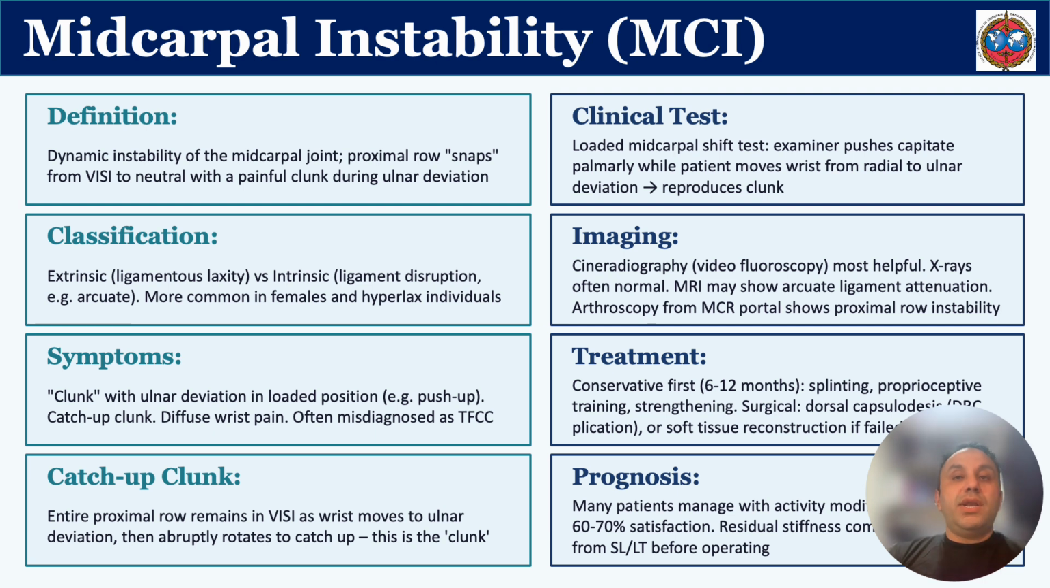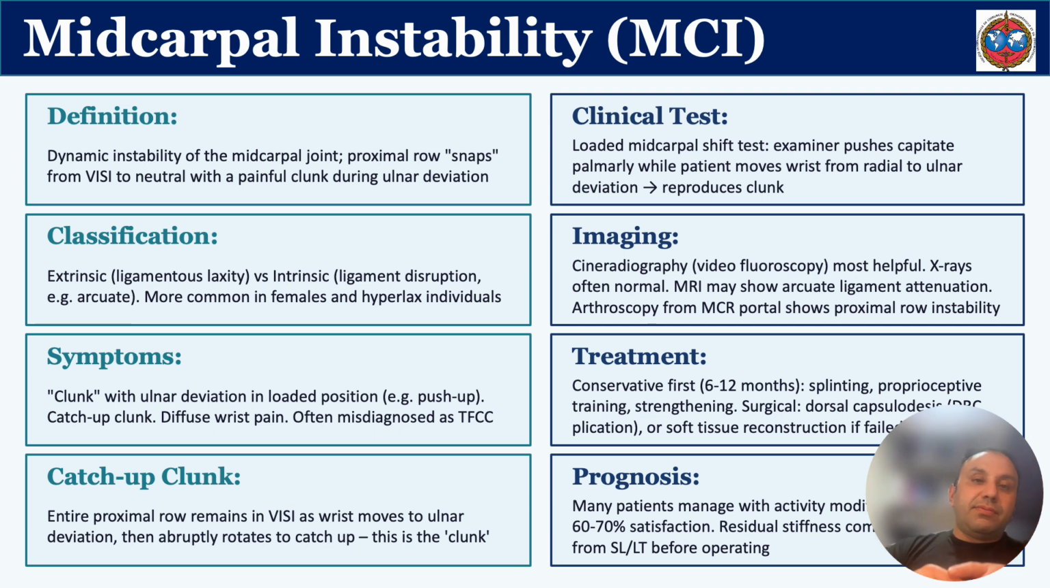We're talking about normal biomechanics of a normal wrist. In midcarpal instability, the proximal row actually remains stuck in VISI during wrist movement, and then abruptly catches up into a neutral or DISI position in ulnar deviation. And this is what we call the catch-up clunk. The causes here can be extrinsic, which is the most common cause, where there is generalized ligamentous laxity, often idiopathic in young women with no specific injury.